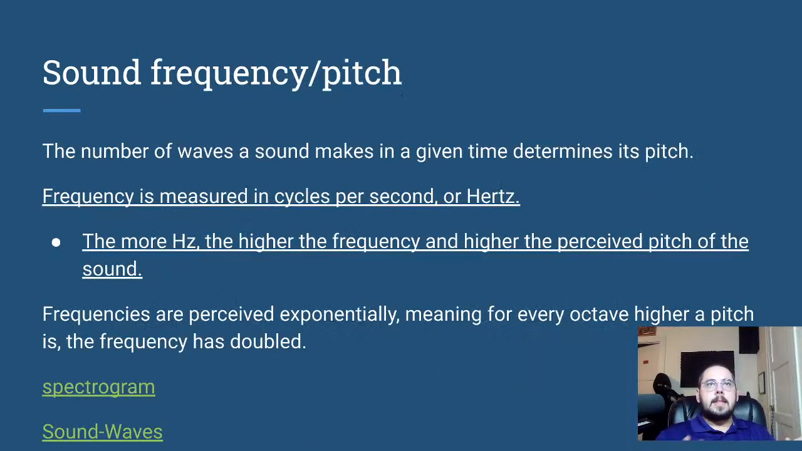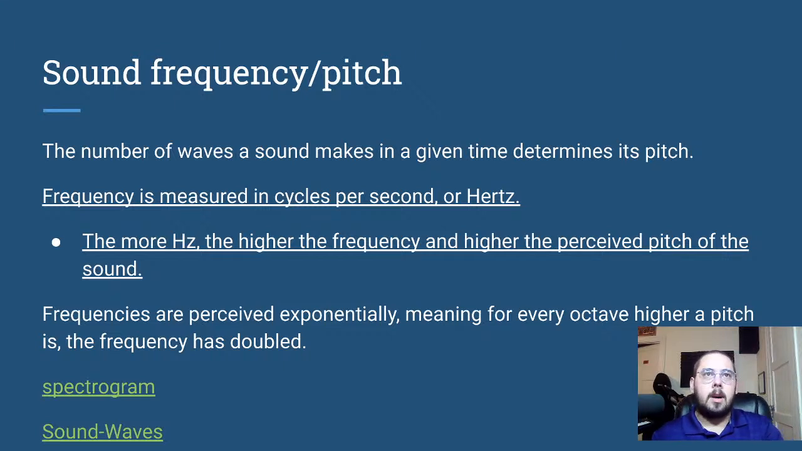All right, frequency. Again, we've determined that these waves are happening, and that makes a sound. The number of waves determines the pitch. So let's say you have a microphone or something, and you're able to measure how many of these sound pressure cycles, these waves of energy, are hitting that one point.